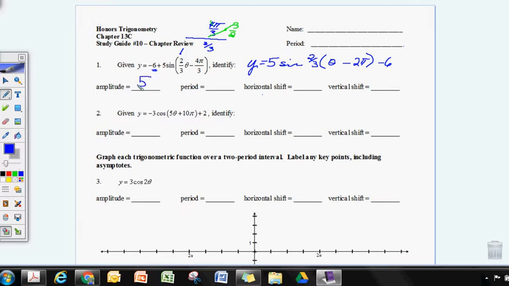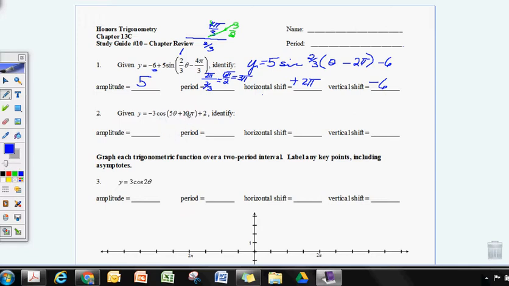So now my amplitude is 5, my period is 2 pi, again divided by 2/3, and again if you want to you could multiply that by 3/2, and that would be 6 pi over 2, which again just turns out to be 3 pi. And then my horizontal shift is at positive 2 pi. And last but not least, my vertical shift would be -6.